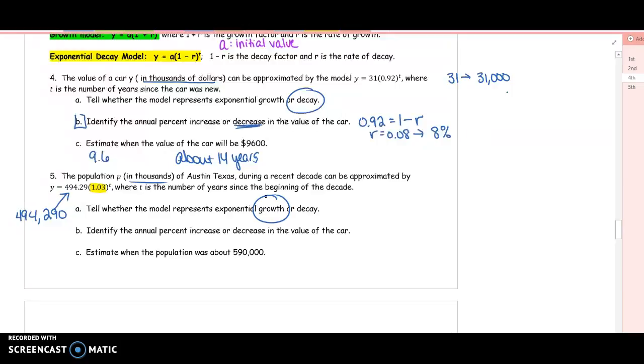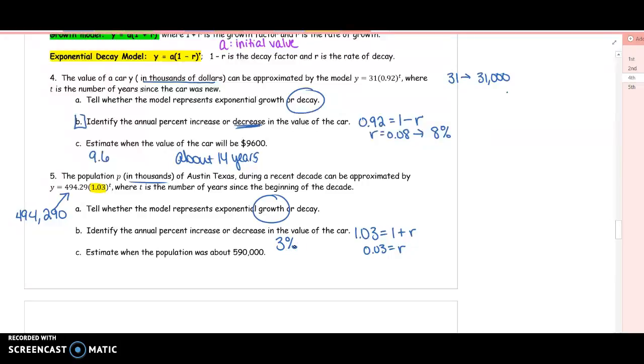Identify the annual percent increase or decrease. They want to know what is r. Well, where did 1.03 come from? 1.03 came from doing 1 plus r. Why is it 1 plus r this time? Because it's growth. So solve that equation and you would get 0.03 equals r, so that would be 3%.